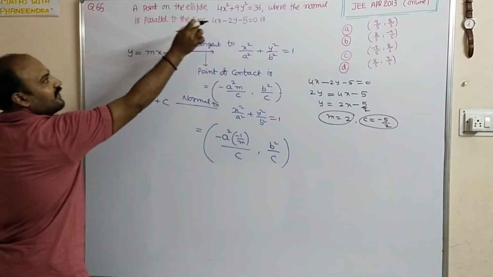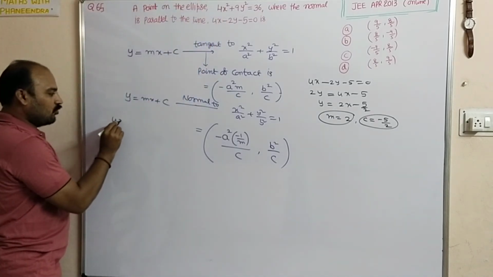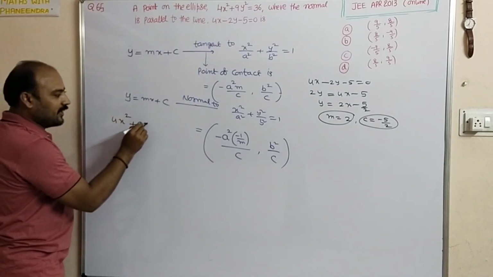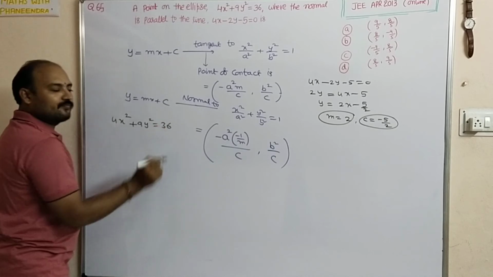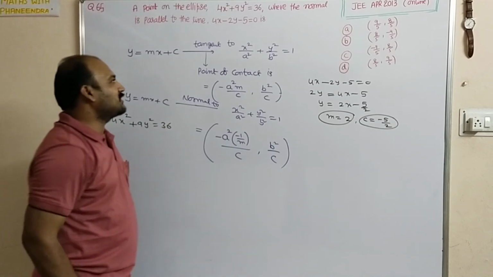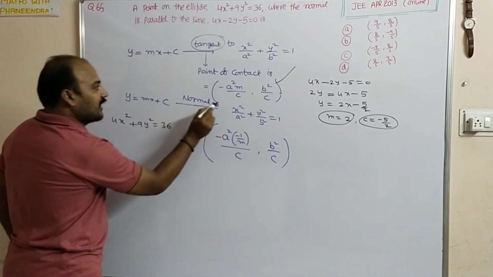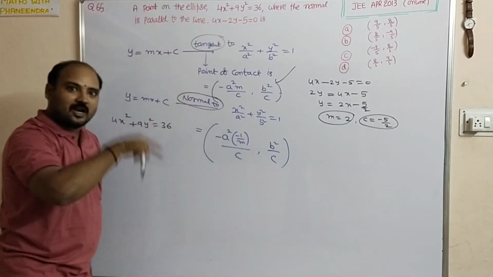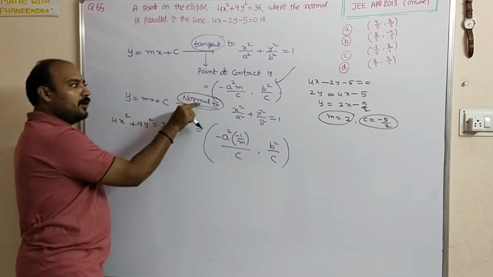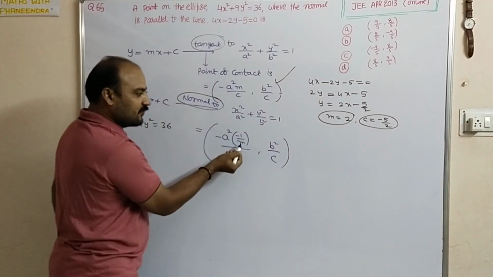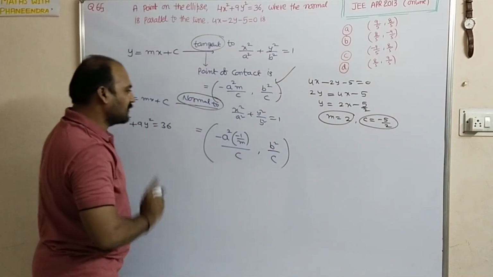And come to the given equation of ellipse: 4x square plus 9y square equal to 36. Observe the question carefully, dear students. Here, for the tangent, this formula you can apply. But when it is a normal question, normal is perpendicular to the tangent, so for the normal slope, wherever m is there in this formula, minus 1 by m you have to replace.